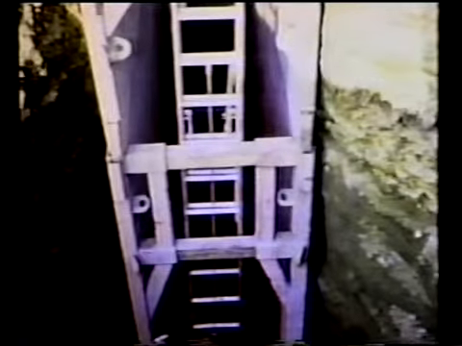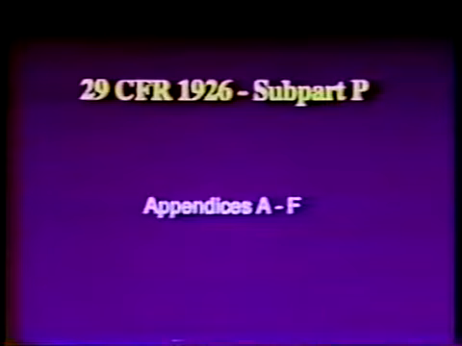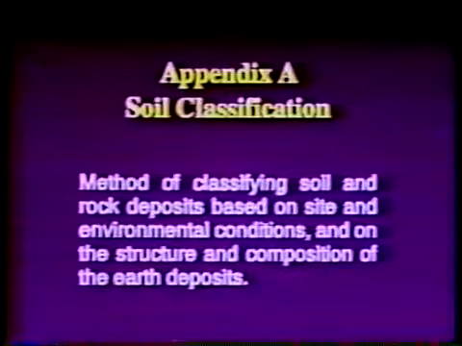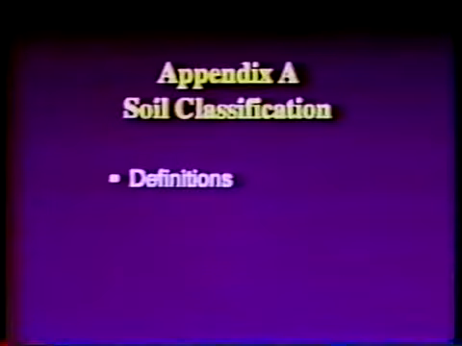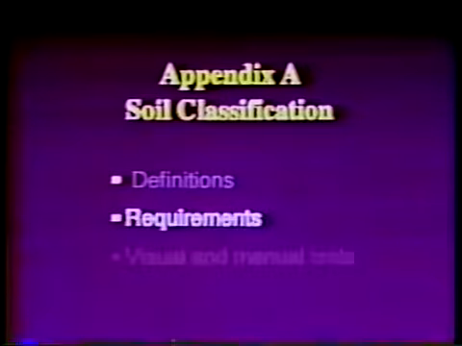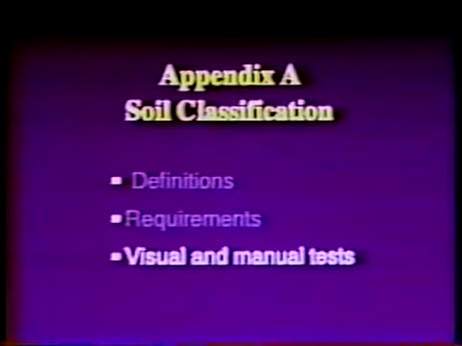Contractors who choose to use the appendices of OSHA's excavation standard in design and construction of a protective system must thereafter treat the provisions of the selected appendices as mandatory. Appendix A describes a method of classifying soil and rock deposits based on site and environmental conditions and on the structure and composition of the earth deposits. The appendix contains definitions, sets forth requirements, and describes acceptable visual and manual tests for use in classifying soils.